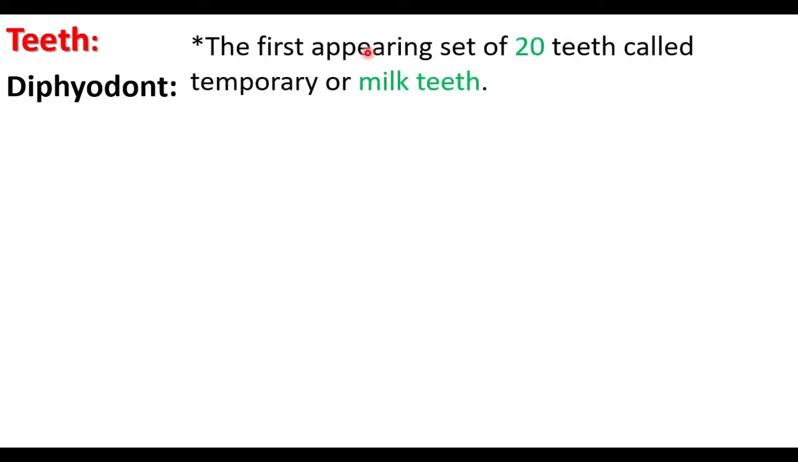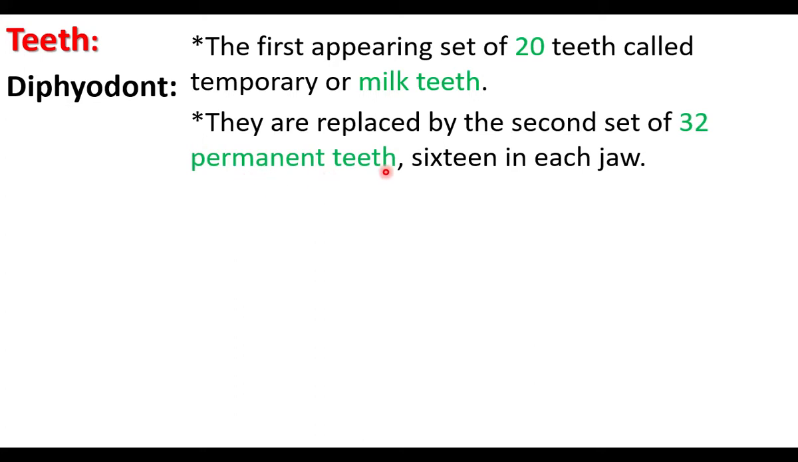We have two sets of teeth. This condition is called diphyodont. The first set of teeth are called milk teeth. They are 20 in number. The first appearing set of 20 teeth are called temporary teeth, milk teeth or baby teeth. They fall down and are replaced by permanent teeth, 32 in number. Each jaw has 16 teeth. This condition of two sets of teeth is called diphyodont.